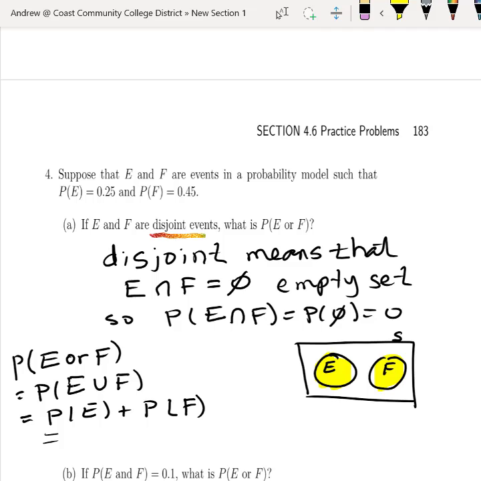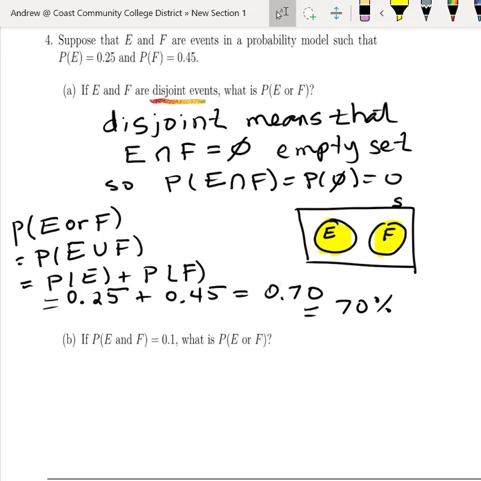Now, it's given right above here that the probability of E is 0.25 and the probability of F is 0.45, and it's embarrassing if I get this wrong, but I believe that's 0.70, which can be, if we feel like it, expressed as a percent. I'll just clean that up to make it look more like an equals sign. All right, so that's what we get for that first part.